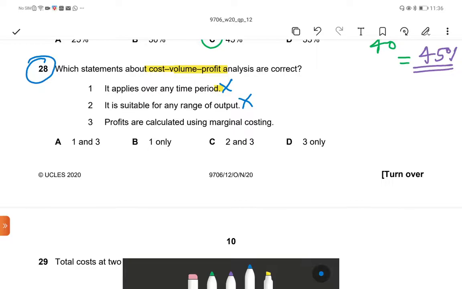Then profits are calculated using marginal costing. Yes, as per marginal costing, we check the cost and the change in the volume. When the volume changes, what is the cost? Then when the cost changes, what will be the profit? We analyze these three changes. So the correct option is 3. Option 3 only is the correct answer.